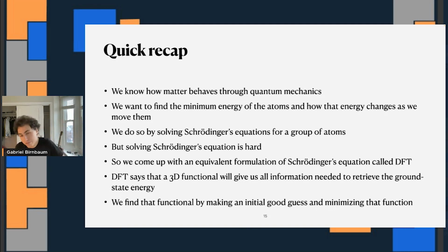So we come up with an equivalent formulation of Schrödinger's equation called density functional theory. This theory says that a 3D functional, the electron density, three-dimensional, will give us all the information we need to retrieve the ground state energy of a system. And we find that functional by making an initial educated guess of what it is, and then minimizing that function until it converges. Then we can use that to find the energy of the system, which is what we want in order to determine how matter behaves.